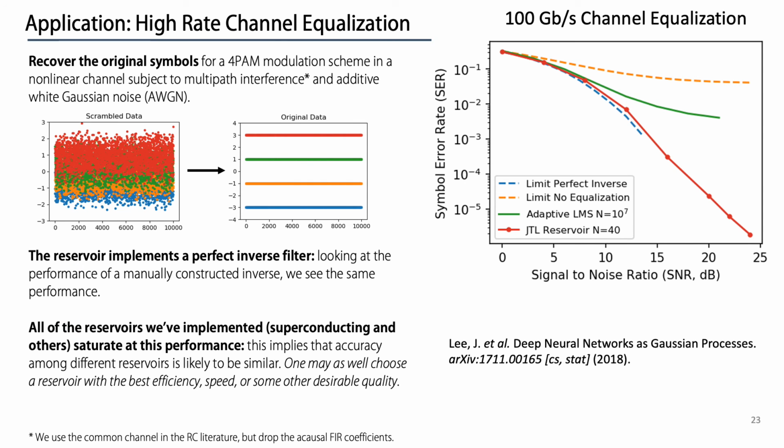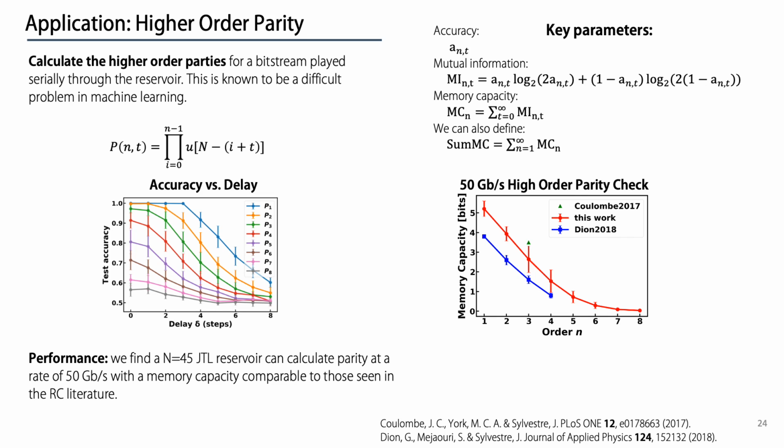So we've learned that our reservoir effectively implements a perfect inverse filter, which is able to implement the exact inverse of the channel transformation function. In fact, all of the reservoirs we've implemented, superconducting and otherwise, saturated this performance, implying that the accuracy among any different number of reservoirs is likely to be quite similar. One might as well then choose a reservoir which has the highest efficiency, speed, or some other sort of desirable quantity. The next task we examine is higher order parity calculations.